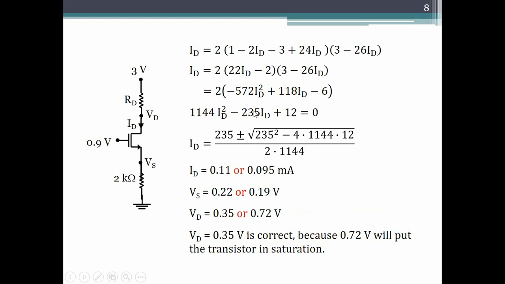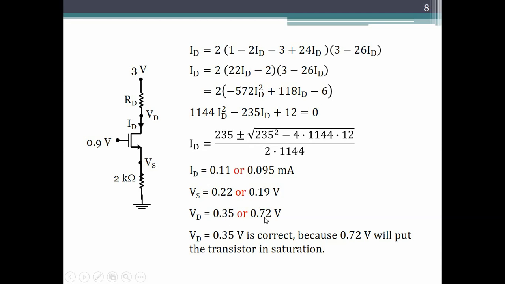So of course we'll get a quadratic and we solve the quadratic and we'll get two values of Id. We have to determine which. In order to determine which, we find the Vs and the Vd. Alright, so Vs is either 0.22 or 0.19. Does that tell us anything? We don't know because both of them put the transistor in the on state, so that doesn't help. We look at Vd. So Vd is either 0.35 or 0.72.